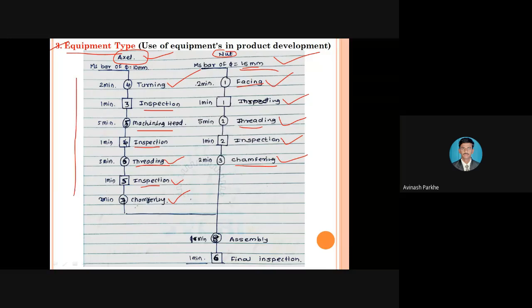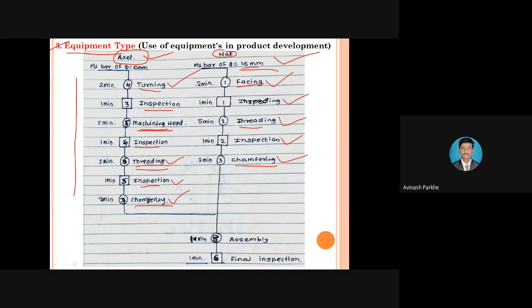Similarly, at the left side, during the manufacturing of the axle, initially I have to go for turning. After turning, I have to go for machining of the head. After machining of the head, again I have to go for threading on the axle. After threading, I have to go for chamfering. That means through this chart, you will get the proper sequence of operations during the manufacturing of the axle or the nut. Therefore, this flow process chart is also useful to set or fix the sequence of the operations.